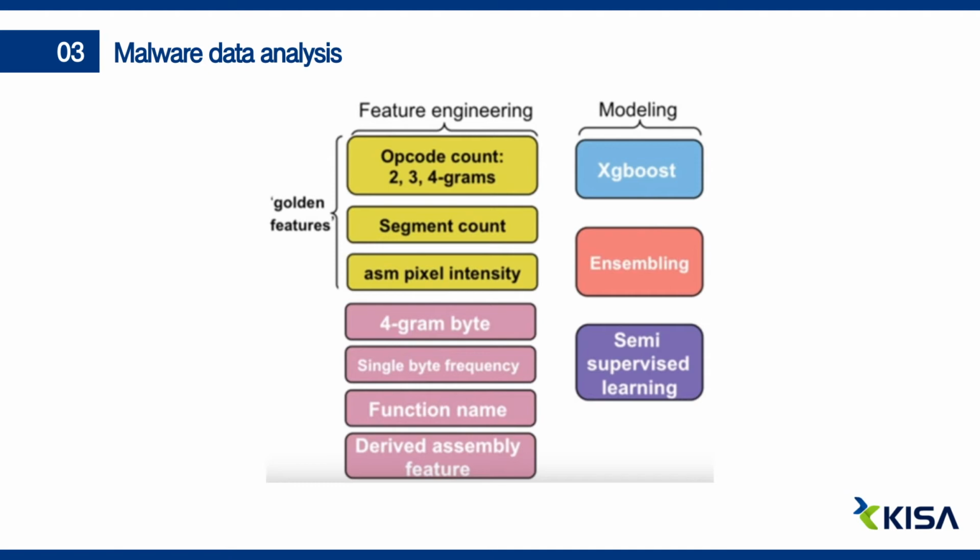This figure shows the features and models used by the winning team. The program's main functions were imaging the opcode n-gram, segment count in assembly code, and obtaining the pixel intensity. These were used in the machine learning model with 3 XGBoost and applied ensembles. The top 3 teams in the competition all used XGBoost. The XGBoost model has proven to be the best suited for limited data sets and high accuracy over time. In fact, the boosting models are doing well in other data analytics competitions.